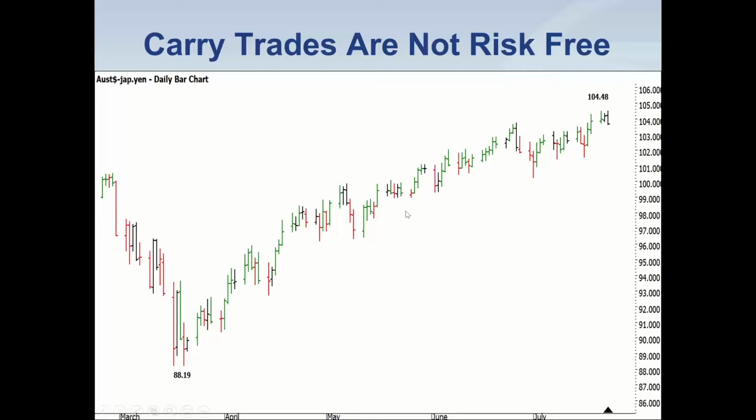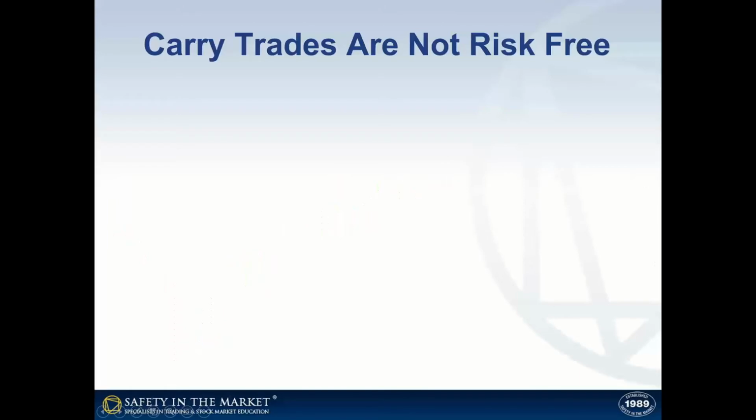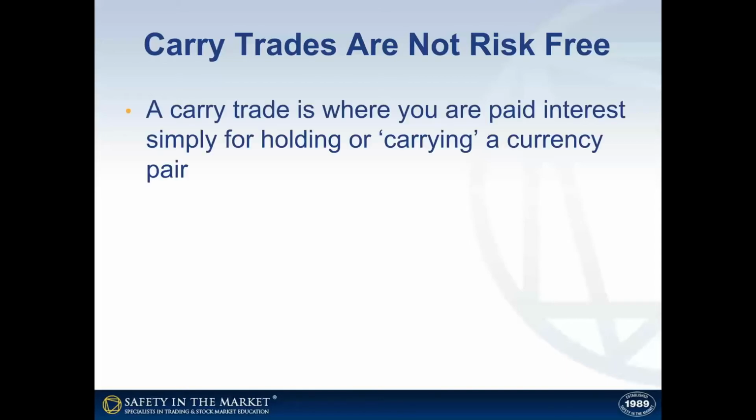So this is the chart of the Australian dollar against the Japanese yen in 2008. This trades to 2 decimal places, and here we ran from 88 up to 104.48. So it looks like a pretty good market to trade. While that move was happening, though, we actually had a carry trade at the same time. So let's quickly revisit what a carry trade is.